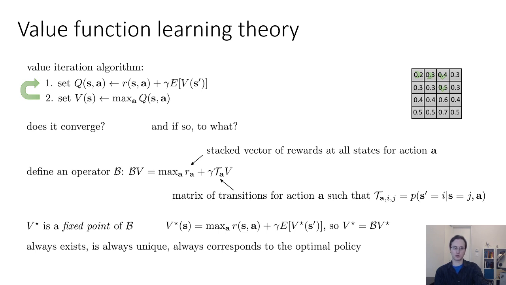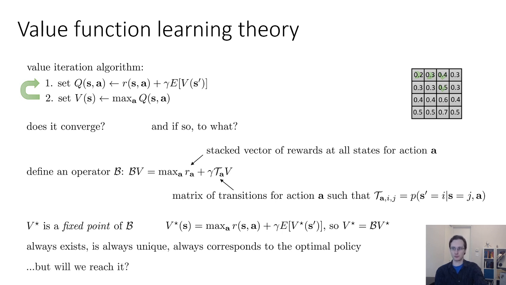So the only question that we're left with is, does repeatedly applying B to V actually find this fixed point? So it's a fixed point iteration algorithm. Does the fixed point iteration algorithm converge? If it does converge, it will converge to the optimal policy, and it has a unique solution.